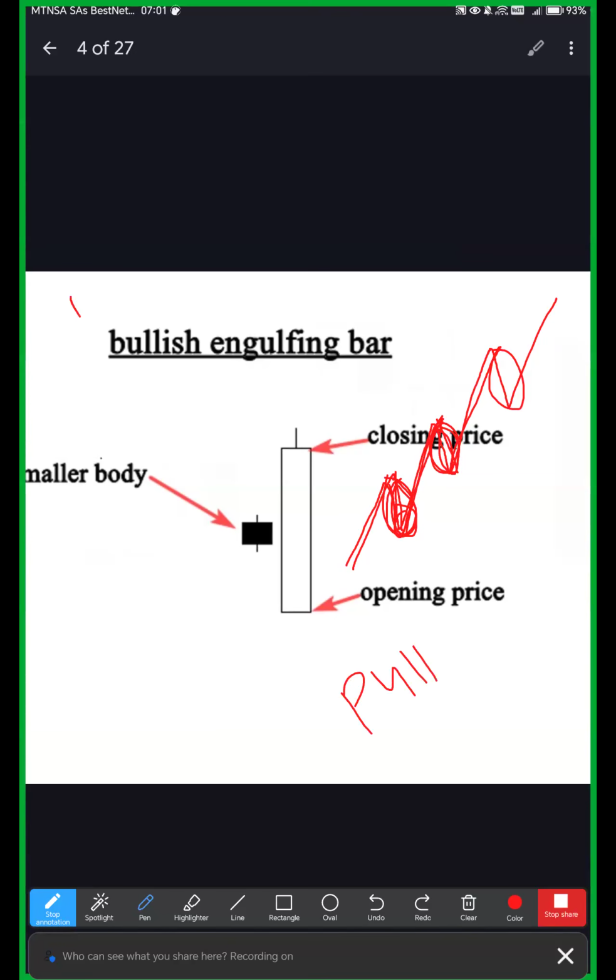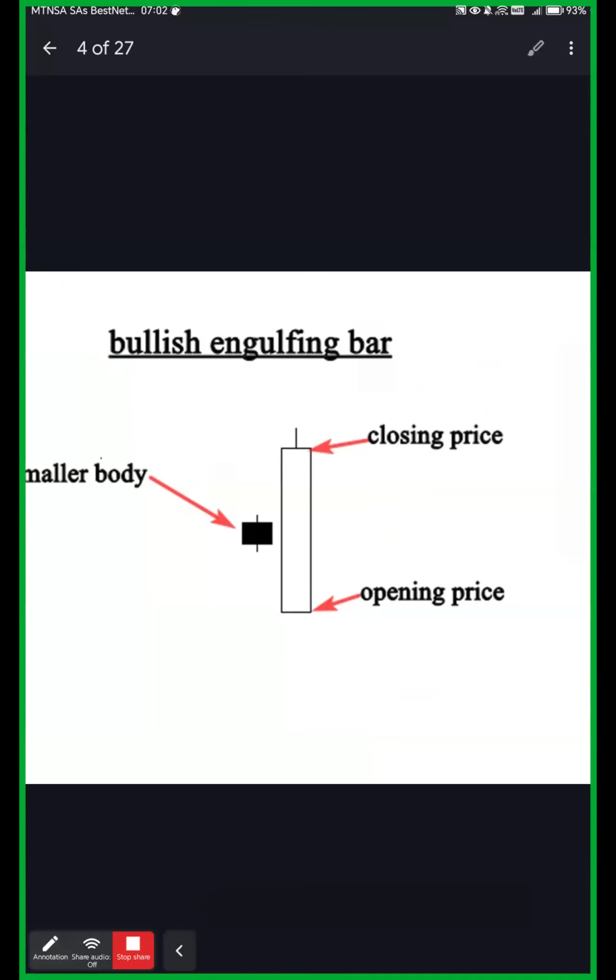It was a full downtrend. Now it wants to change to the upper side. So this is what we call a reversal signal. So this is a bullish engulfing bar that tells us that there is a high probability that the market might change direction to go to the upper side. Remember, we are looking at predictions.